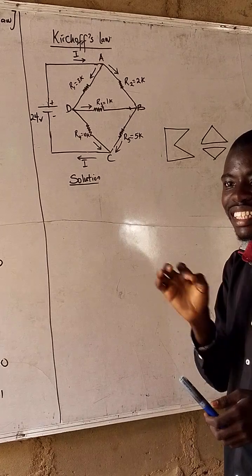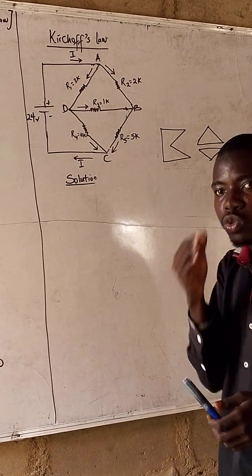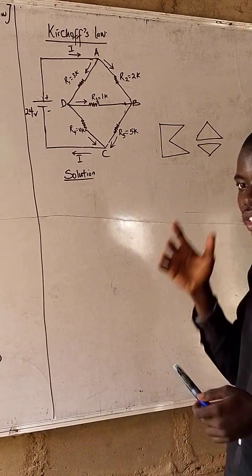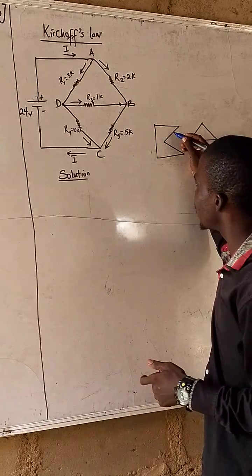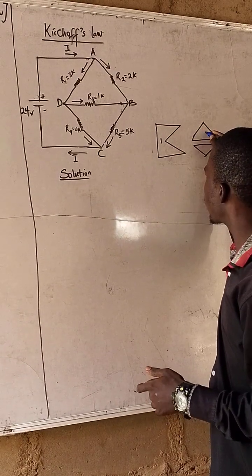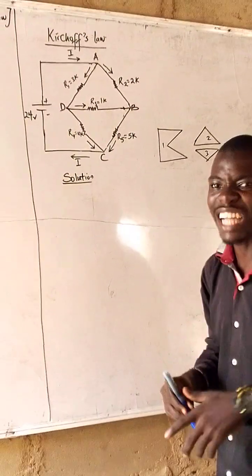3 loops, 3 simultaneous equations. If you have 2 loops, we have 2 simultaneous equations. Please take note. Now, how will I do this? You look at loop 1. This is loop 1, this is loop 2, and this is loop 3. You add all the current.